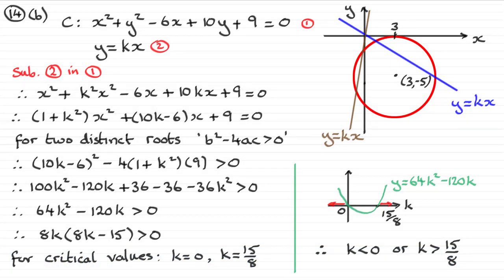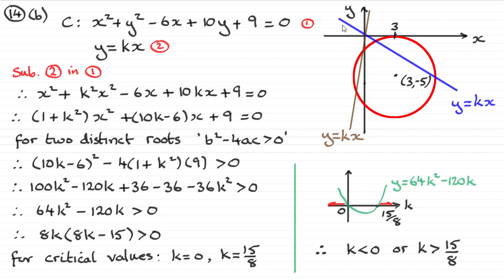So for question 14b, what I've done is we've taken the equation of the circle. Remember, we found in the previous part, and I've sketched it here, it was a circle with a centre of 3, minus 5 and a radius of 5. So clearly it's going to touch the x-axis because this distance here will be 5 units. And we're given then the line y equals kx and told that it intersects the circle in 2 distinct points. And we've got to find out the range of values for k.